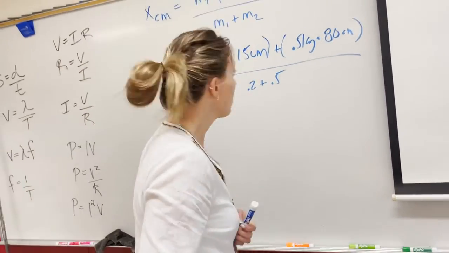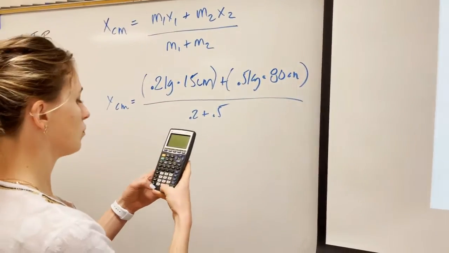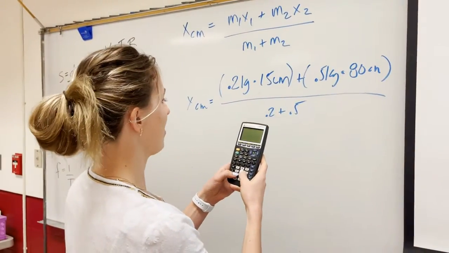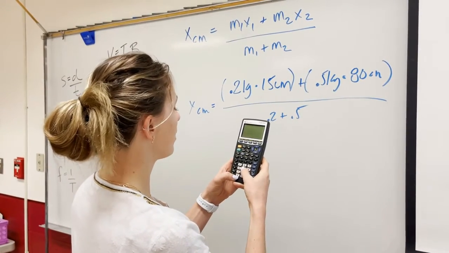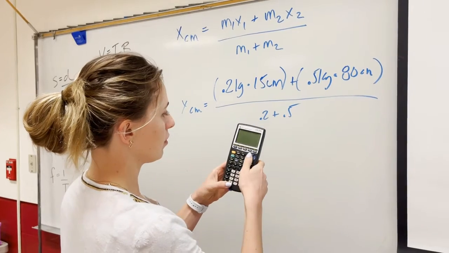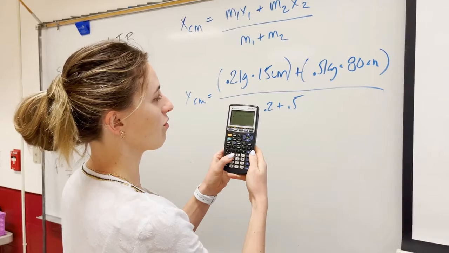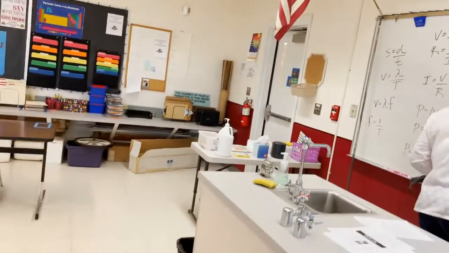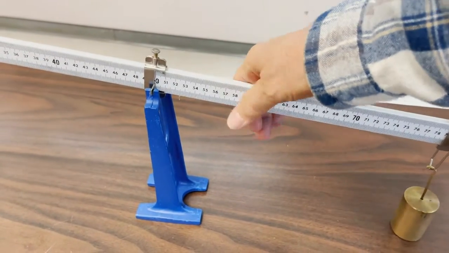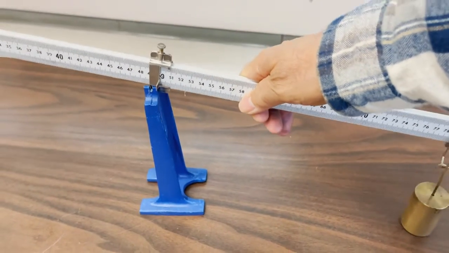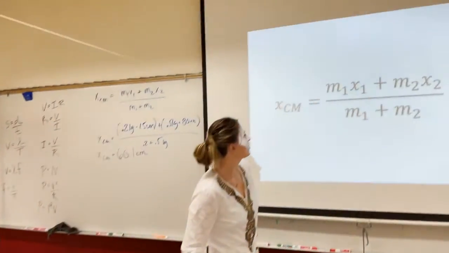Okay, so here we go. We should get something around 60. 0.2 times 15, plus 0.5 times 80, divided by 0.7, and I get 60.1. So we could physically, empirically try to figure it out by holding it up right about there and getting a balance, or we could use the equation. And you can't always hold it up.